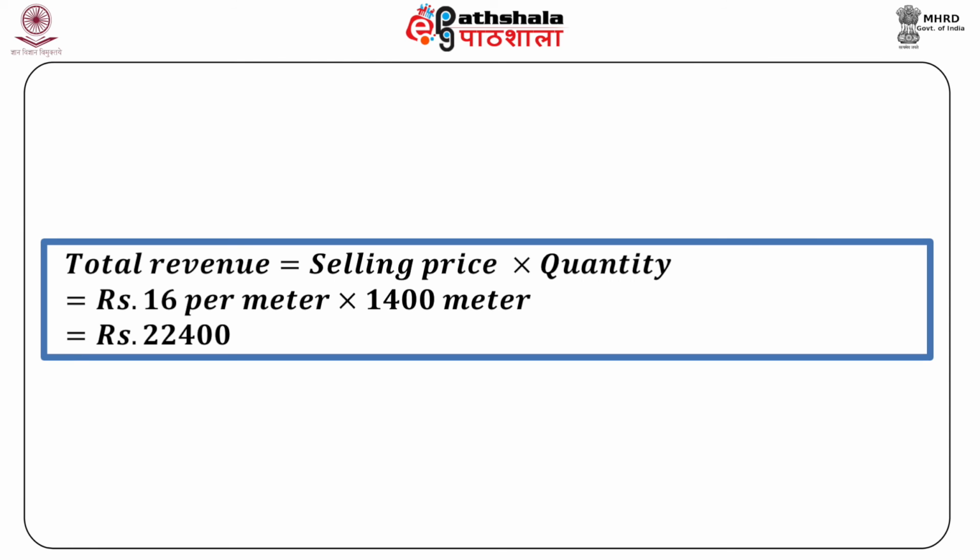So, in this case, the firm will be earning a loss of rupees 1320 if it would be selling 1400 meters of cloth. This shows that if the firm tries to produce more than its break-even quantity, then it will earn profit, whereas if it produces less than the break-even quantity, it will incur loss.